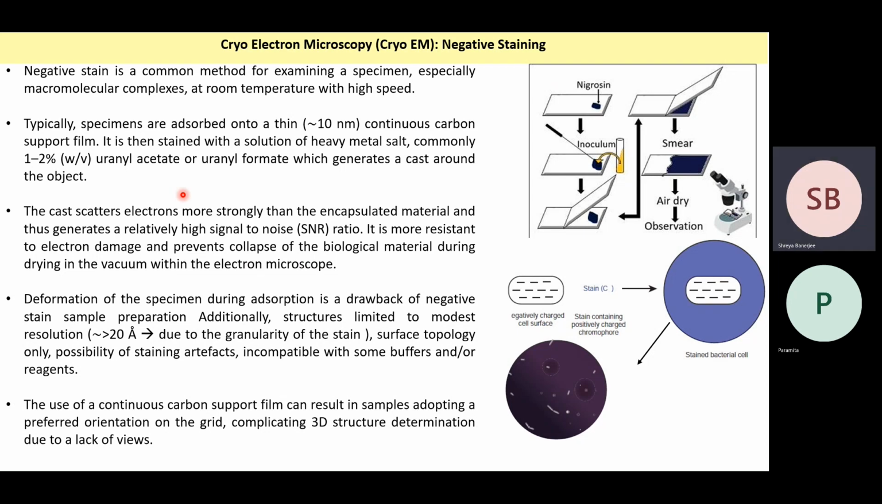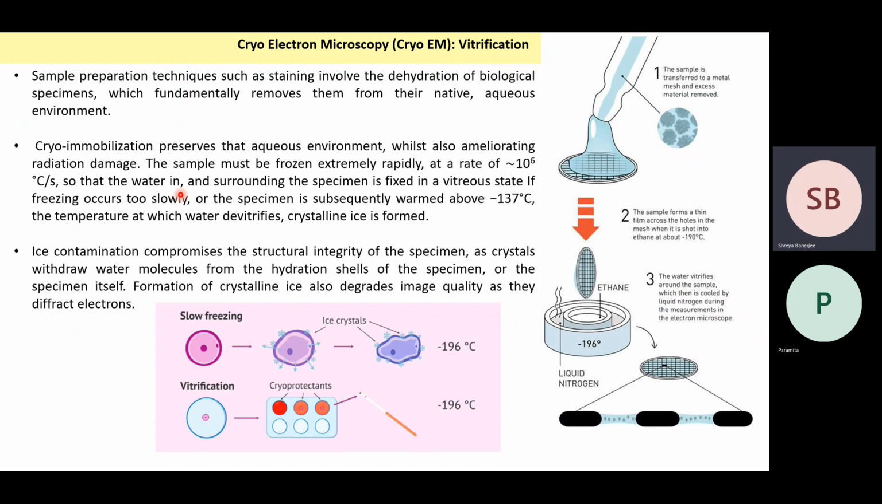Due to this, a better technique was developed, which is called vitrification. Vitrification is mainly what is used in modern cryo-electron microscopy. Sample preparation techniques such as staining involve the dehydration of the biological specimen, which removes it from the native aqueous environment. So we want to preserve the aqueous environment of the biological specimen so that it is maintained in its native structure.